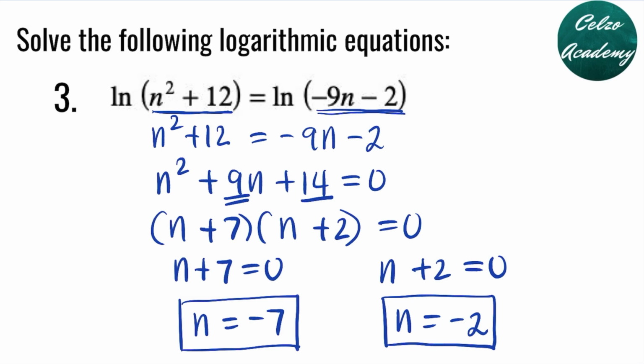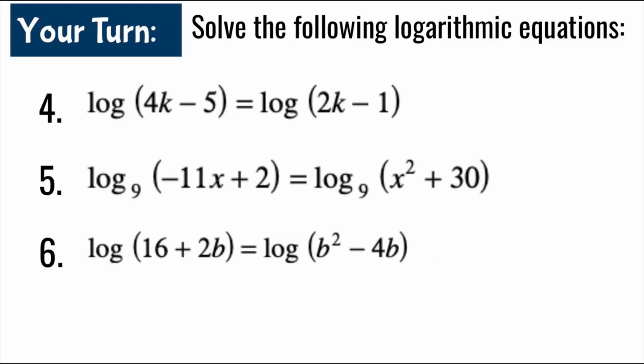So number 3 has two answers. n equals negative 7 and n equals negative 2. Solve the following logarithmic equations. Give it a try and play the video whenever you're ready for the solutions.